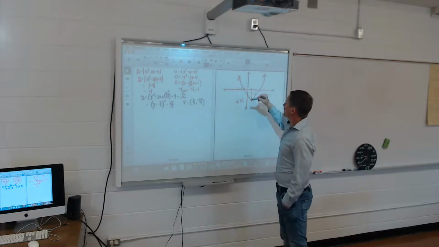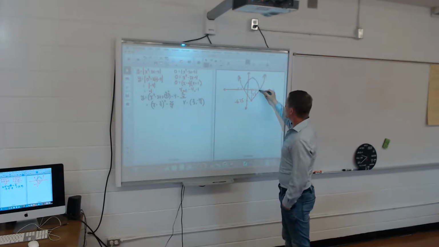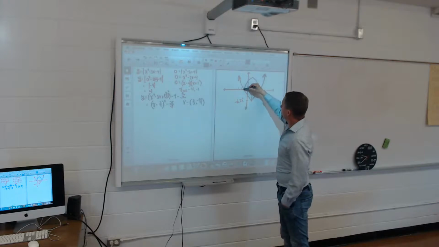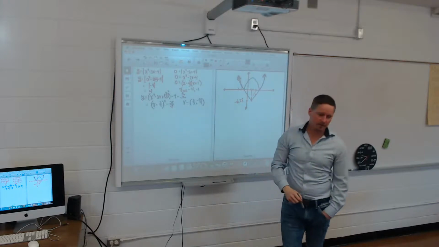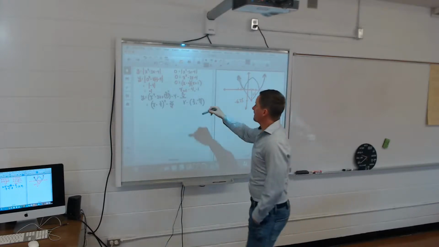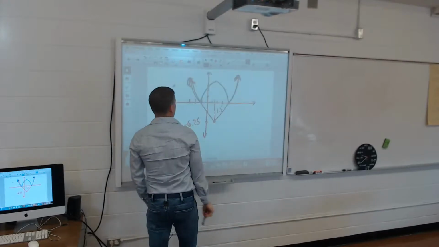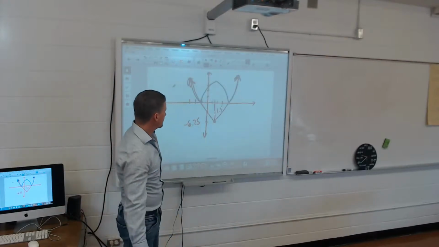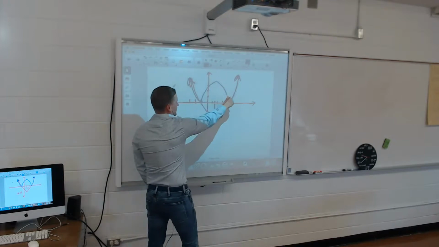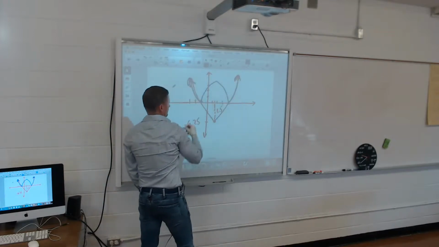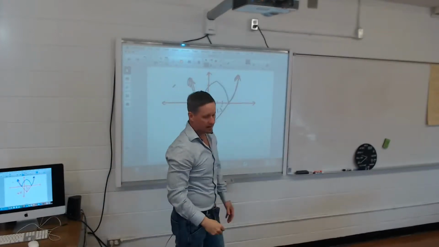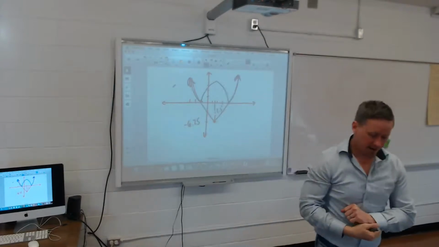Now, I've got to flip this part right here, and I end up with that graph right there, because it's the absolute value of it. So I've gone through, done that, flipped it, and ended up with my new absolute value graph.